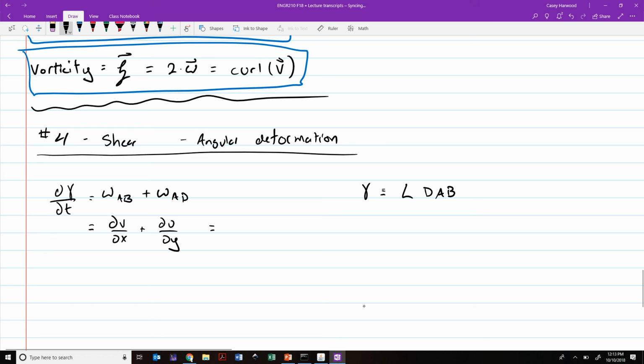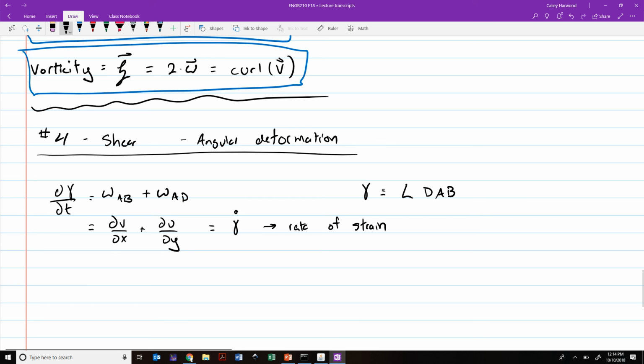And we would call this gamma dot, which is known as the rate of strain. This quantity right here, gamma dot, is not a scalar, and it's not a vector. It's actually what we call a second order tensor. It's made up of a matrix.